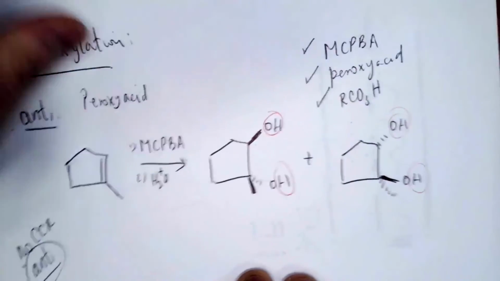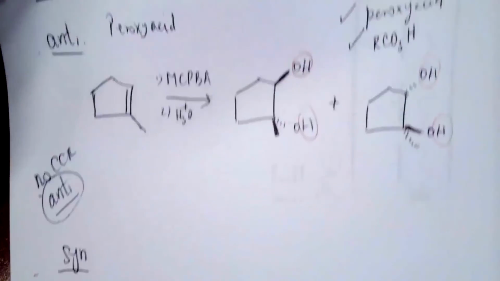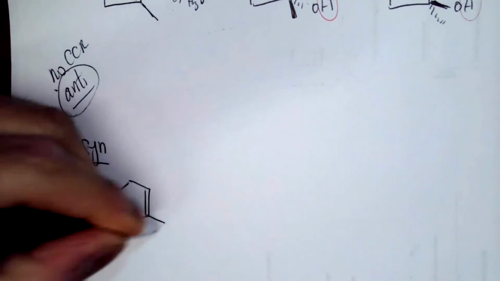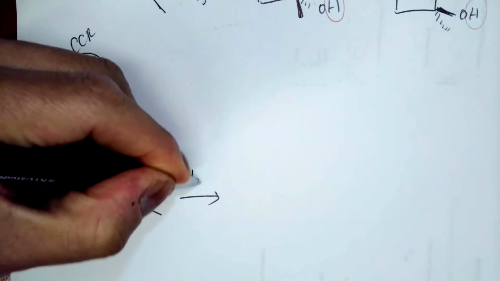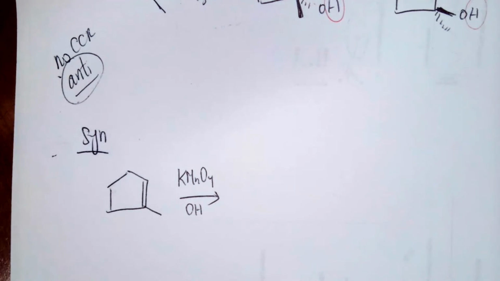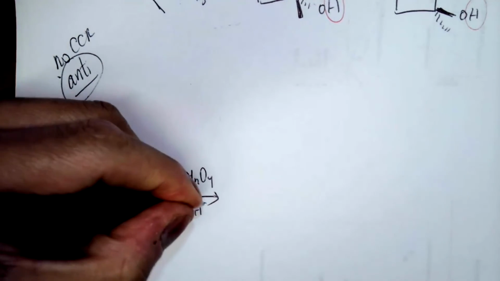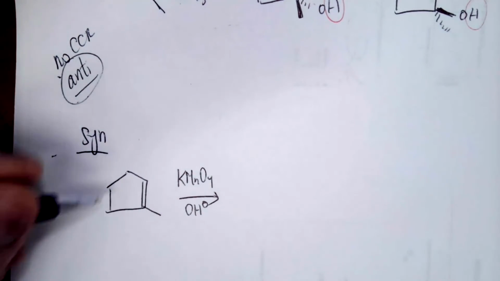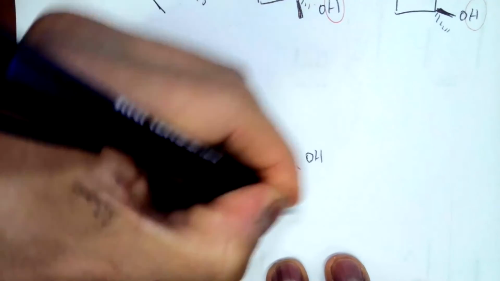Good. And the syn addition is the other one. Syn addition, we have two reagents for that. So let's say that you have this cyclopentane again, and I will do it with potassium permanganate in basic conditions. Right? So let me see, sodium hydroxide. Yeah, sodium hydroxide in basic conditions. That one will give you the OHs cis.